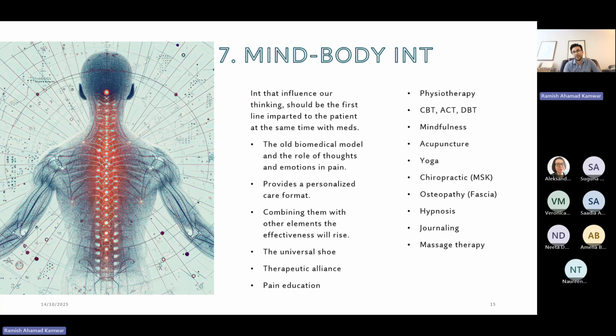Physiotherapy, cognitive behavioral therapy, acceptance and commitment therapy, dialectical behavior therapy, mindfulness, acupuncture, yoga, chiropractic, osteopathy, hypnosis, journaling, massage therapy. These are all names of mind-body interventions that you could either do with someone or do by yourself, and create a personalized version of overcoming chronic pain. I only took the names of the ones for which I found scientific evidence and proof. There are so many others, and I'm not recommending or promoting any specific one, but I'm just telling you there is a plethora of scientific proof and evidence about that.